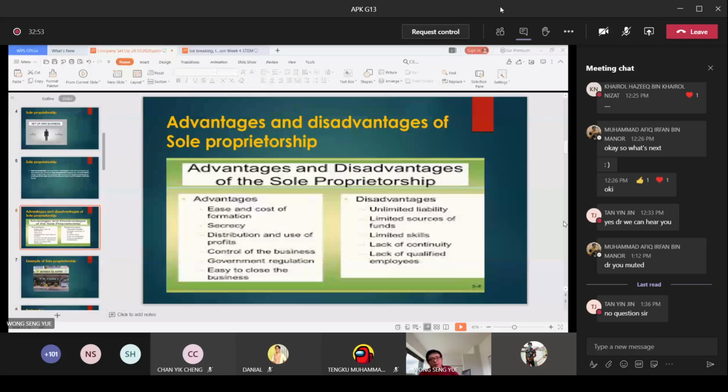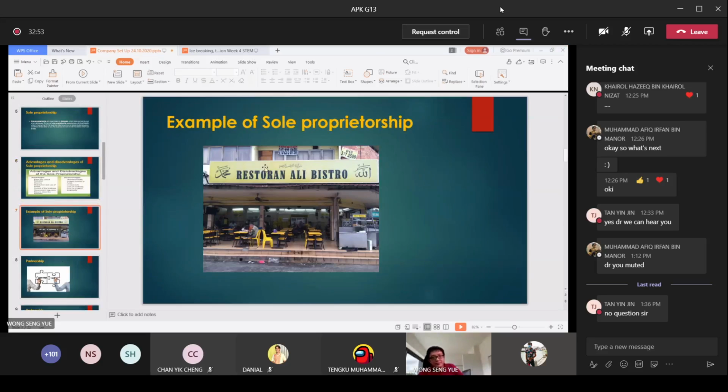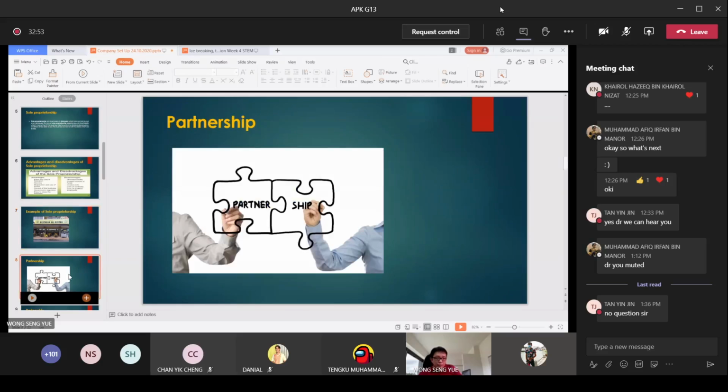And it's very hard to combine all the skills and knowledge, because this business will mostly be owned by an individual businessman or a person. So for example, a restaurant, ABC Restaurant, this will be an example of a sole proprietorship.